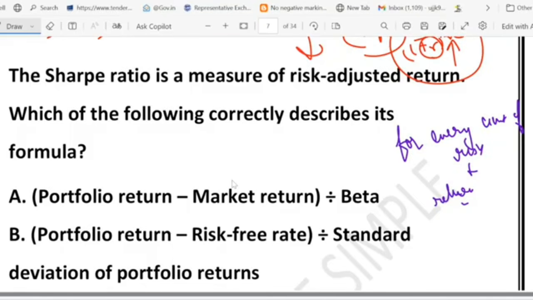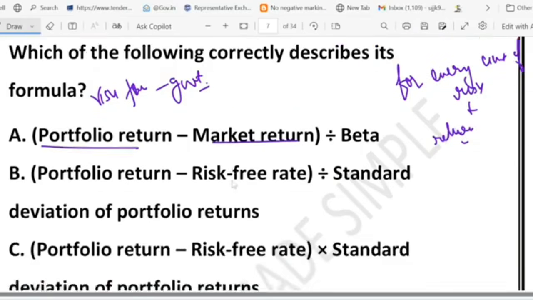So what are risk-free investments? What are the examples of risk-free investment? Like government bond. A government bond is a kind of risk-free investment. So basically on one side you have your portfolio return and on the other side you have your risk-free investment. Okay, so the comparison is portfolio return versus risk-free investment. And then after comparing, you divide it by how much your portfolio fluctuates. That is called the standard deviation.